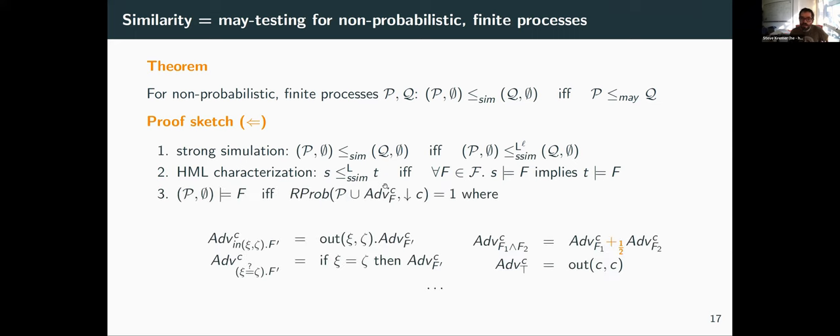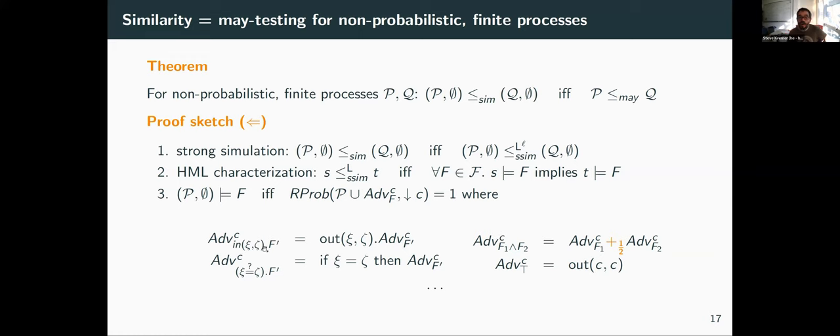And the third step, which is kind of the novel thing, is that we can actually encode each of the Hennessy-Milner logic formulas as an adversary. So we can build an adversary depending on this formula F, which, if I put it in parallel with the process P, will output on channel C with probability one if and only if formula F holds. And the way that we construct this adversary is actually quite straightforward.